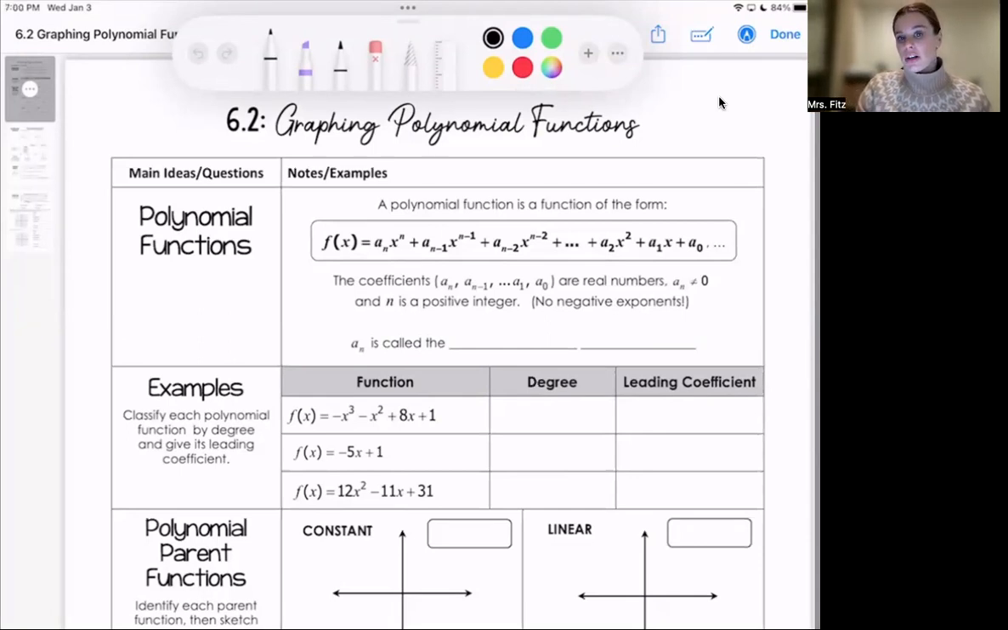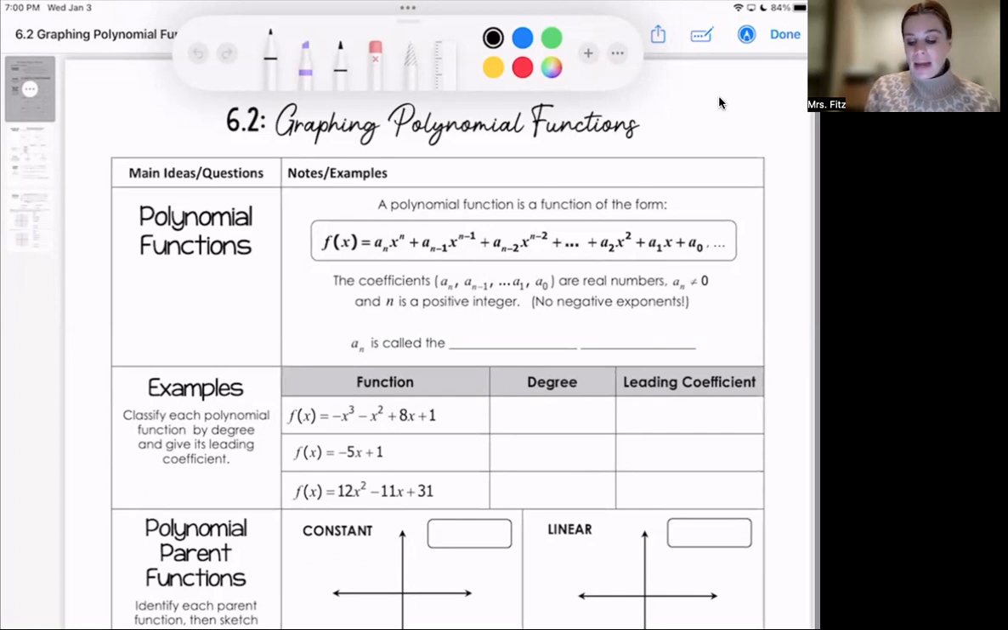So a polynomial function, as we've seen in the previous lesson, is a function where we're basically adding up a bunch of monomials. And we put it in standard form if it goes from the largest degree all the way to the smallest degree, ending with whatever the constant term is.